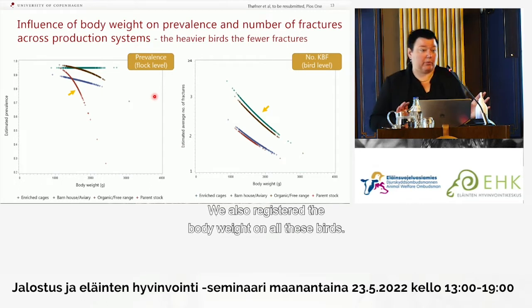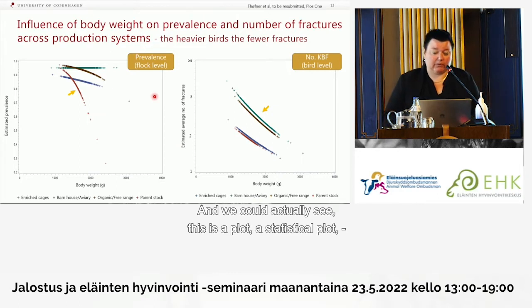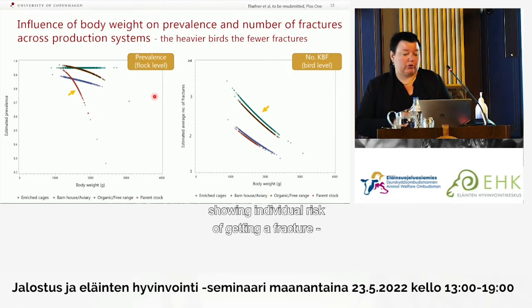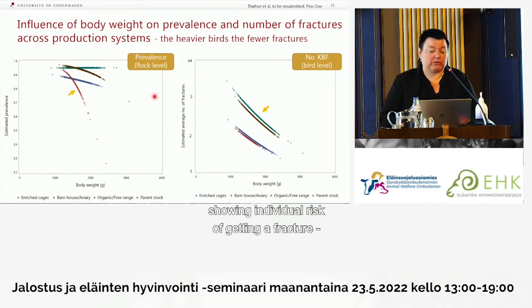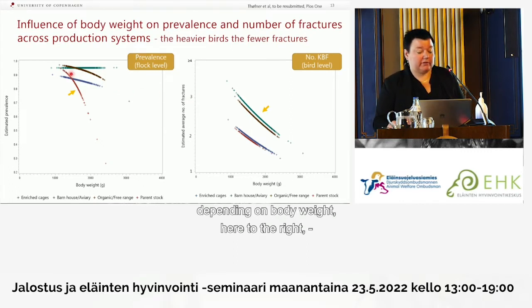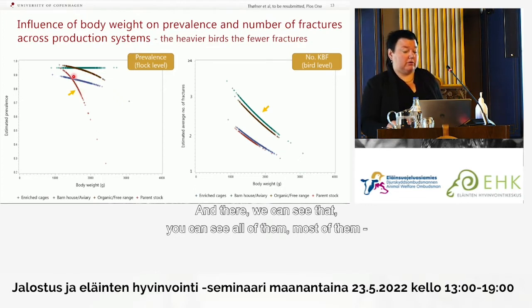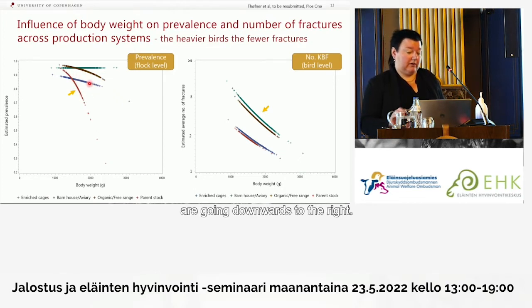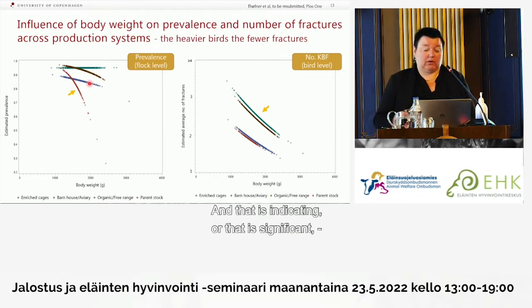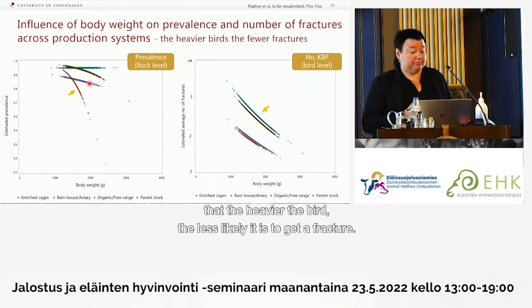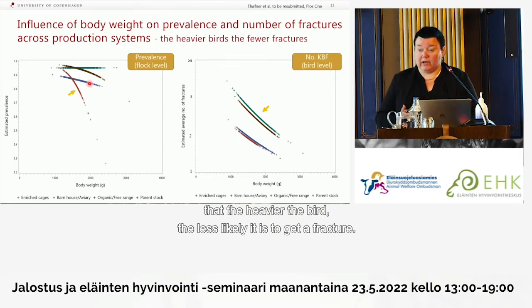We also registered the body weight on all these birds, and this is a statistical plot showing the individual risk of getting a fracture depending on body weight, to the right, and that is based on flock level. There you can see that most of them are going downwards to the right, and that is significant: the heavier the bird, the less likely it is to get a fracture.